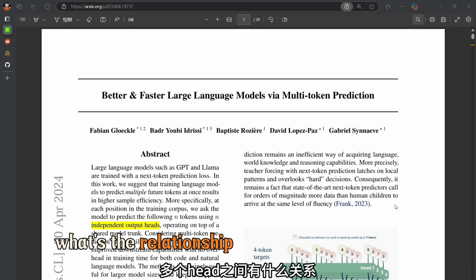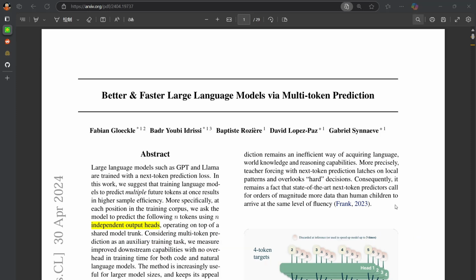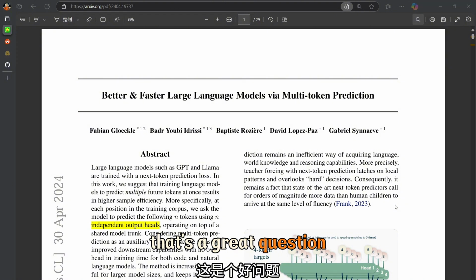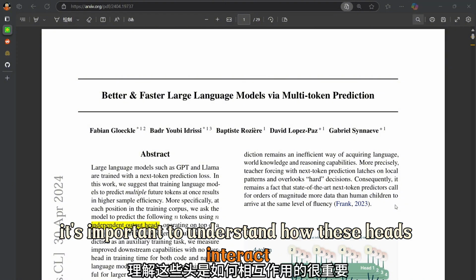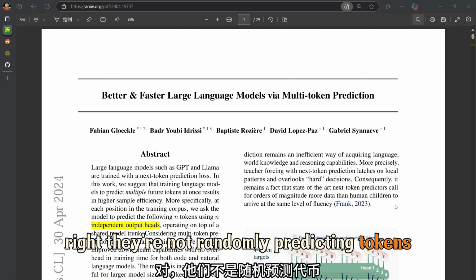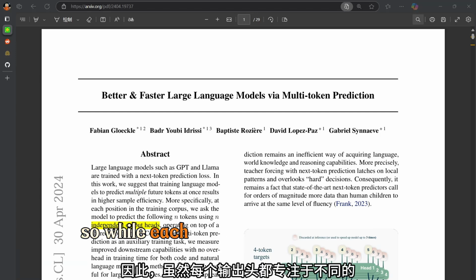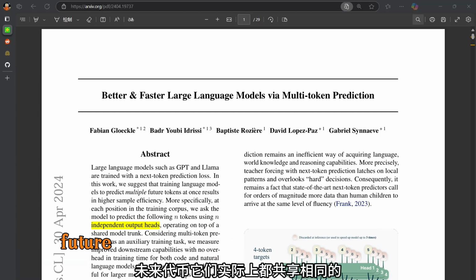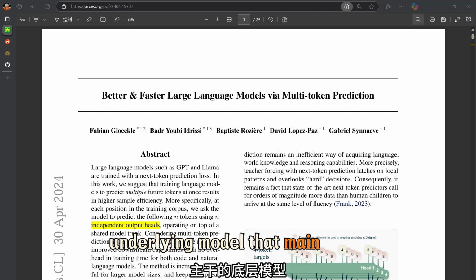What's the relationship between multiple heads? That's a great question. It's important to understand how these heads interact. Right, they're not just randomly predicting tokens. Let's clarify that. While each output head focuses on a different future token, they actually all share the same underlying model, that main trunk.